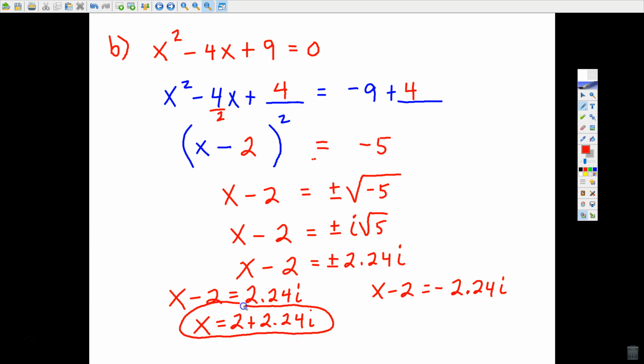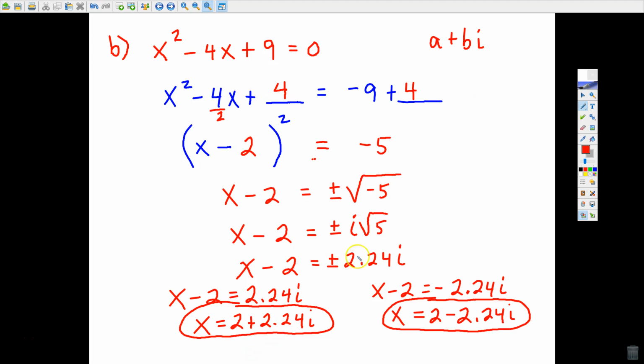This is an example of what we looked at a few days ago. This is a complex number. A complex number is in the form a, which is the real number part, plus bi. The real number part followed by plus or minus the imaginary number part. Okay, so the same kind of deal over here, except over here we're going to have 2 minus 2.24i. So I just wanted to emphasize to you that you cannot put these together like you would like terms. You need to express your answer in this case as a complex number, a plus bi.